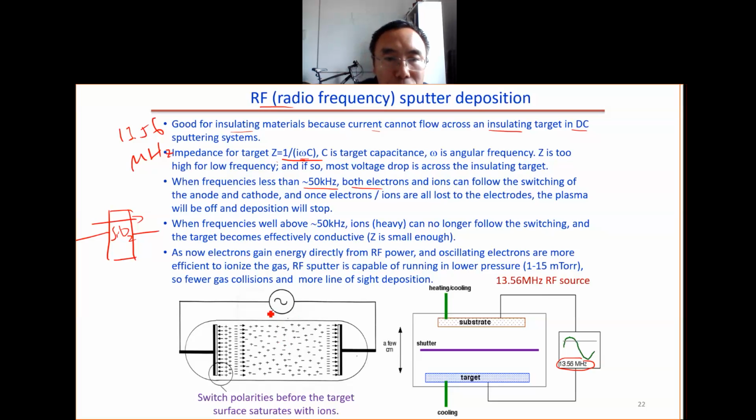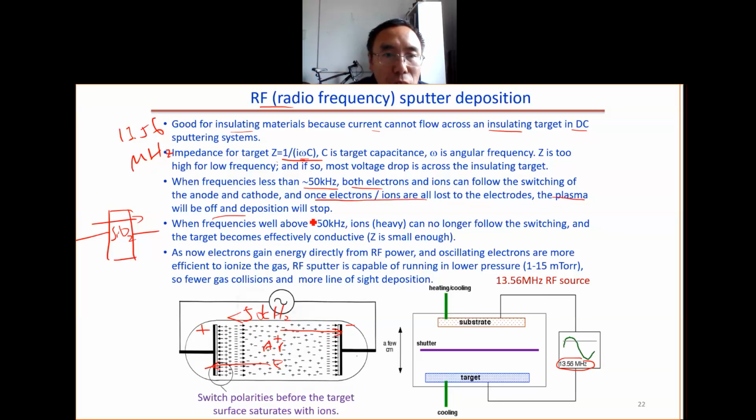So that means when we have less than 50 kilohertz, other ions will come to, at this moment, for example, this is positive, this is negative. Other ions will all the way get lost. Electrons will all the way get lost. So once the ion and electron are all lost to the electrode, the plasma will be turned off and the deposition will stop.